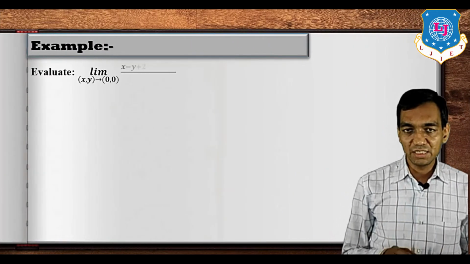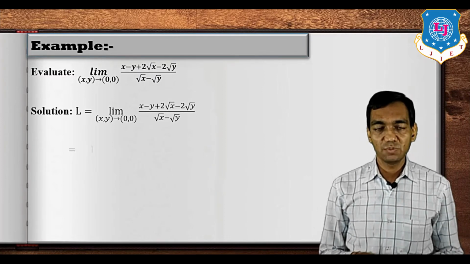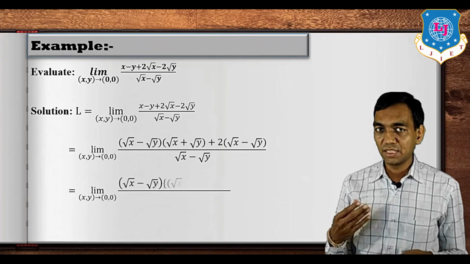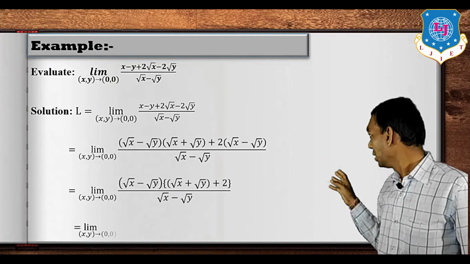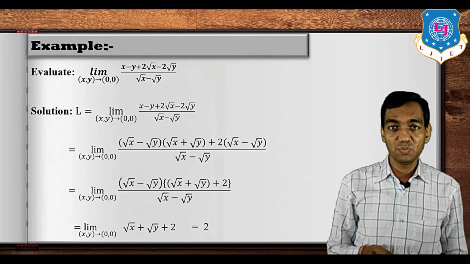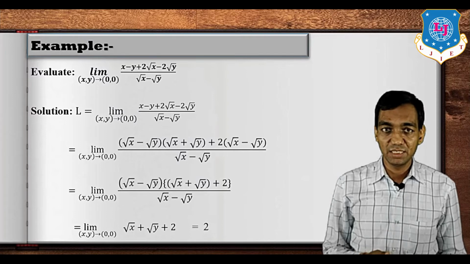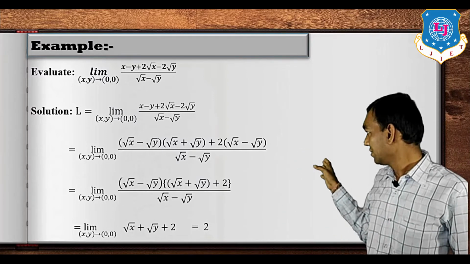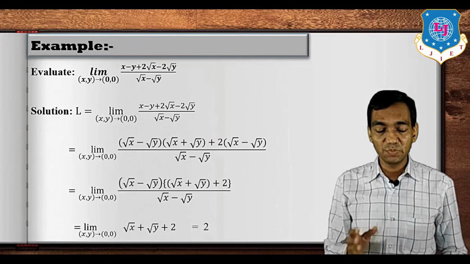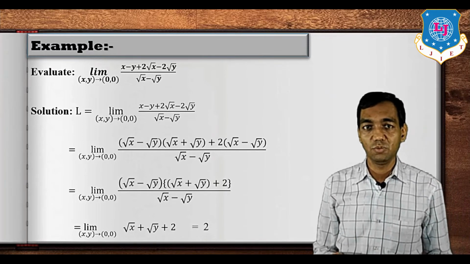Evaluate the limit as (x, y) tends to (0, 0) of (x minus y plus 2 under root x minus 2 under root y) divided by (root x minus root y). Now we are starting with capital L. This is 0 by 0 form, but we are going to use the simple method of 12th. If the factorization is possible and simple factors are going to be there, then we are going to use the simple factorization method. So we are starting with the limit (x, y) tends to (0, 0) of x minus y plus 2 root x minus 2 root y divided by root x minus root y.